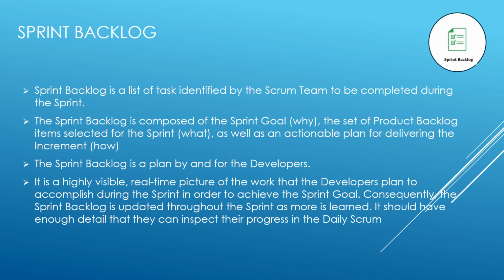Sprint backlog. Sprint backlog contains all the tasks earmarked for completion in the current sprint. Sprint backlog contains sprint goal, product backlog items selected for the sprint, and an actionable plan to deliver the increment. Sprint backlog is created during sprint planning meeting. Sprint backlog contains the plan for the sprint which developers use to convert product backlog items to increments. Sprint backlog evolves during the sprint and it should be publicly visible for all the stakeholders for better transparency.